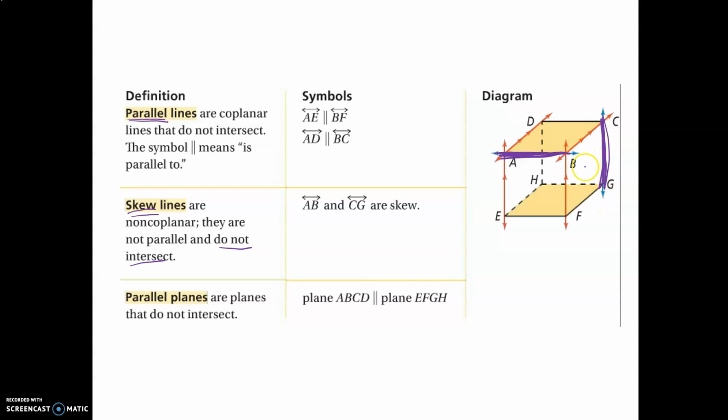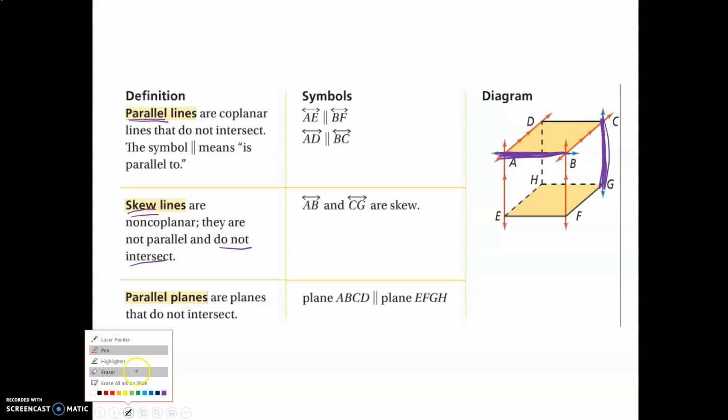Now, if you want the easy route, parallel will always be heading the same direction. So if you notice here, EA and BF are parallel, they're heading up and down. Same thing here, AD and BC, they were heading the same direction. So parallel will always have that same direction because they are on the same plane. Now these ones, you'll usually see one heading a different direction.